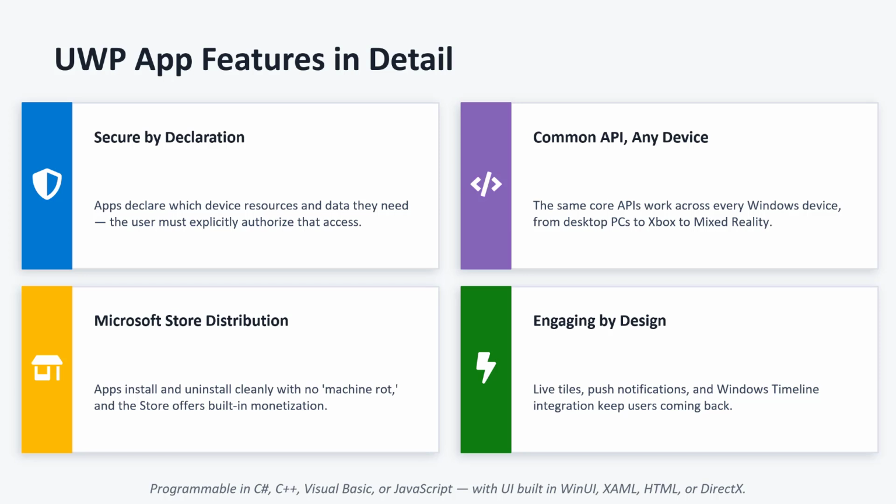UWP apps can be programmed in C#, C++, Visual Basic, or JavaScript, and for the UI specifically, you have choices of using WinUI, XAML, HTML, or DirectX. So in this course, we're focusing on C# with XAML. That is one of the most common combinations, but you do get a lot of options. So if later you want to make this kind of application, but maybe you feel more comfortable in JavaScript or you want to move away from XAML and use WinUI, you have options to do that.